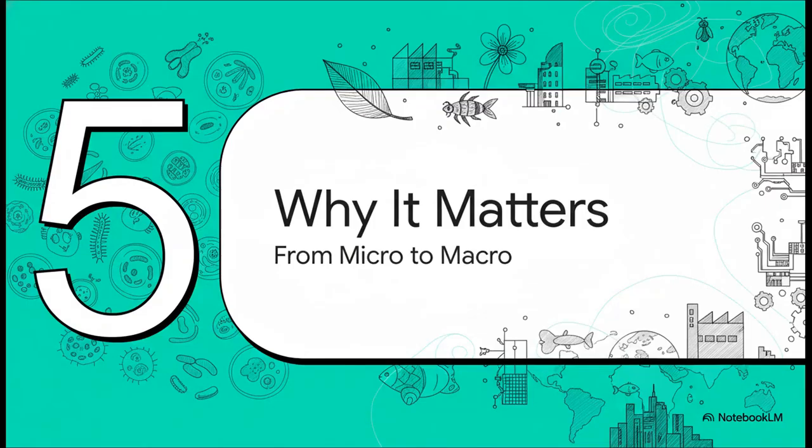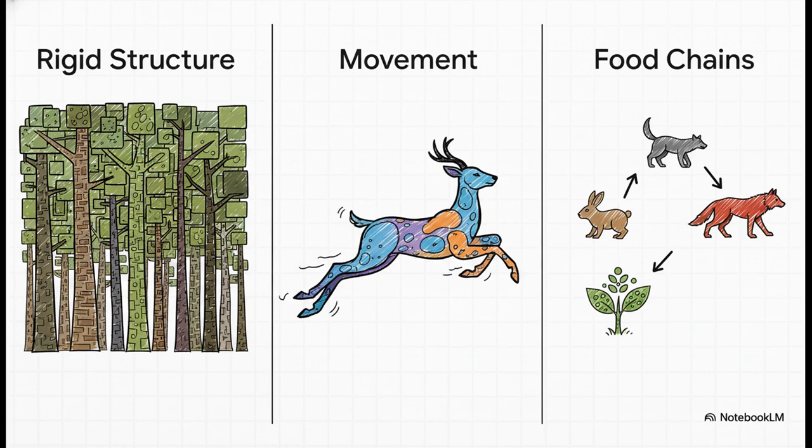So, why do we even care about these tiny little differences in cell parts? Well, because these microscopic factory designs are what scale up to create the huge, amazing, and diverse world that we see all around us. That rigid cell wall, that's why plants build the stable, towering structures of our world, from a single blade of grass to a giant redwood tree.